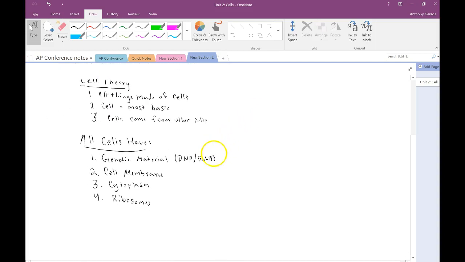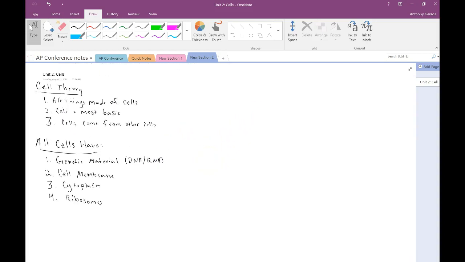So then we're going to talk about our two specific types of cells. Our first, most basic one: if we're talking about the origin of life, which one do you think existed first? Prokaryotes or eukaryotes? Prokaryotes, they're the most simple. So prokaryotes right here. What's the biggest thing they do not have? A nucleus. No nucleus. They also don't have membrane-bound organelles.